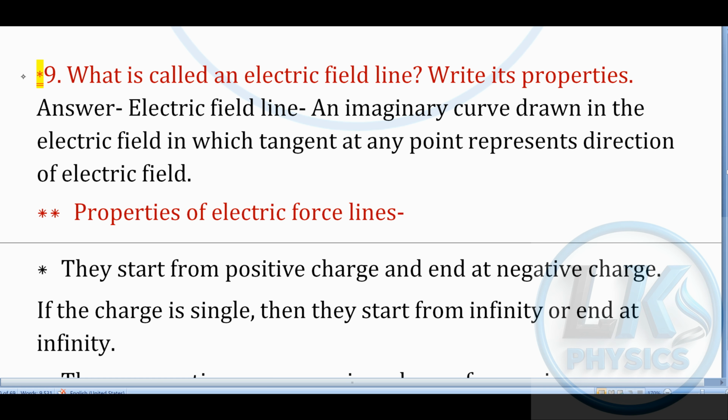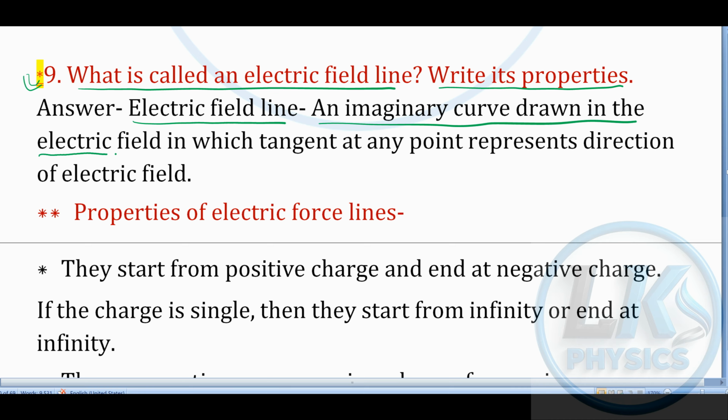Now this is question number 9. It is also important. What is called an electric field line? Write its properties. Electric field line: an imaginary curve drawn in the electric field in which the tangent at any point represents the direction of electric field.